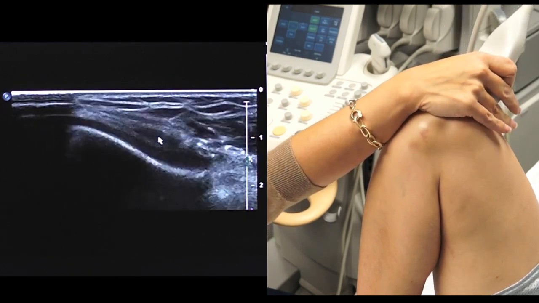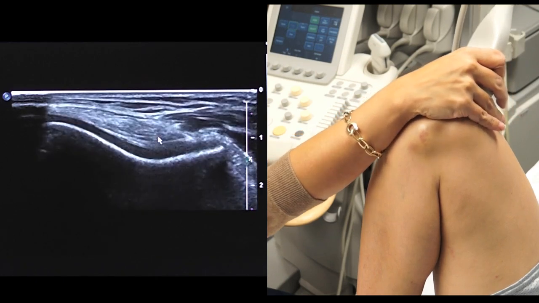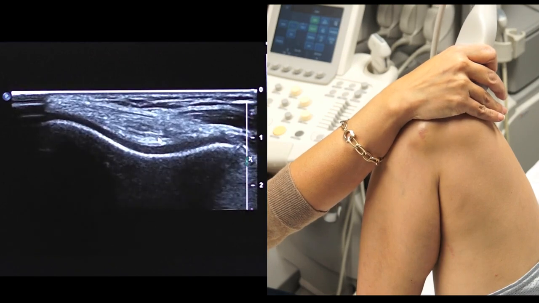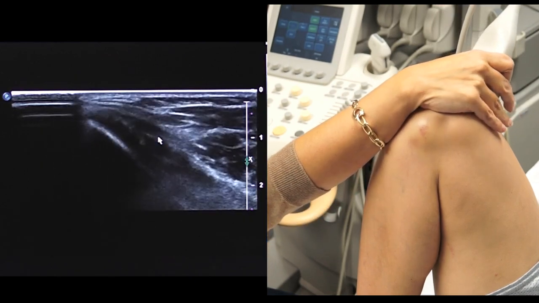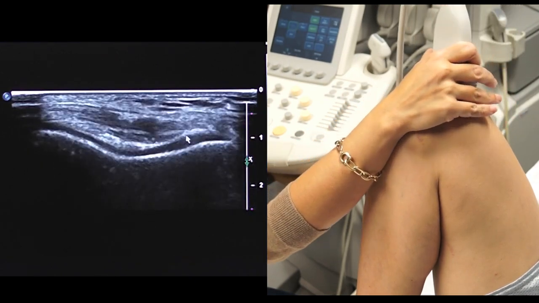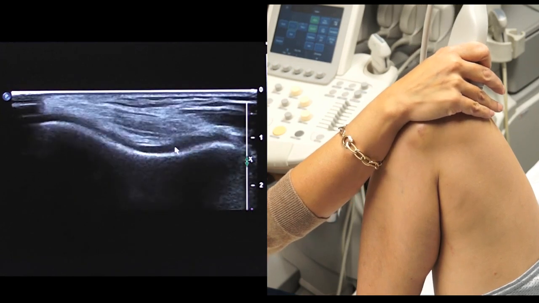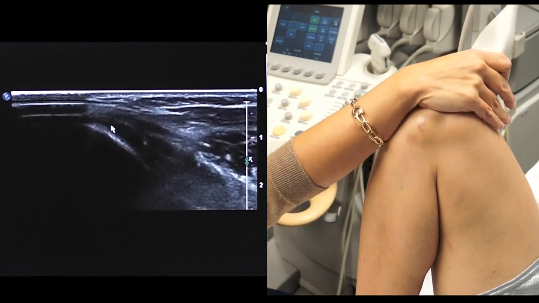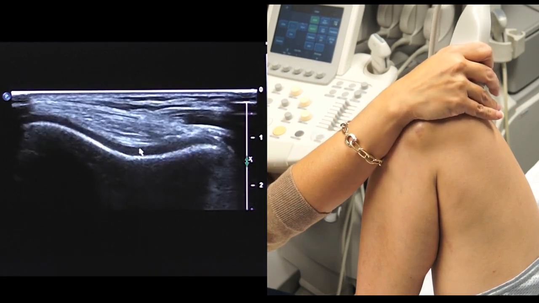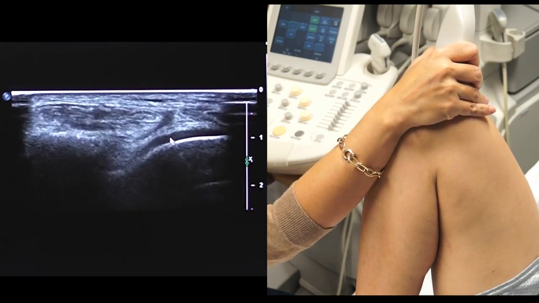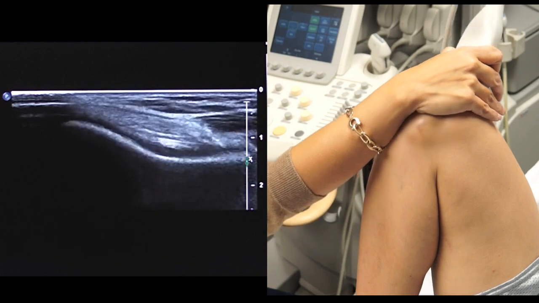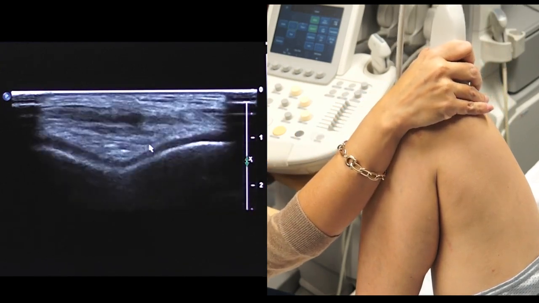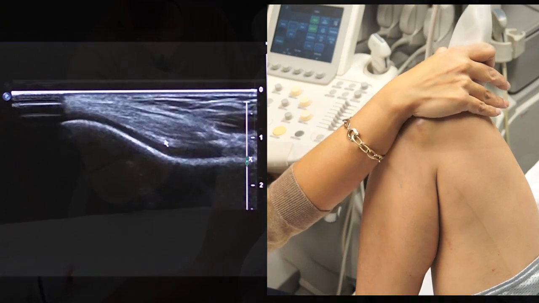But you can scan and slide your transducer distal to proximal or proximal to distal to look for any cartilage defects or asymmetry or thinning of the cartilage, or you can look for calcium deposits in the cartilage if you think the patient has, let's say, CPPD. But this is certainly one good way to look at the distal femoral cartilage.